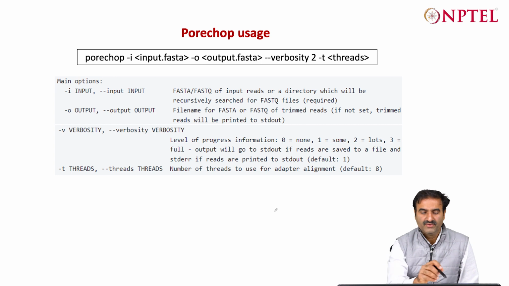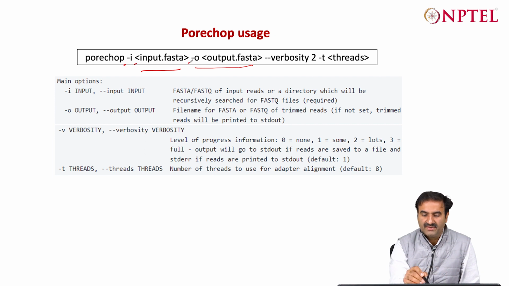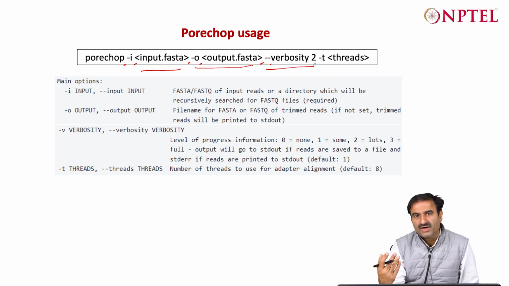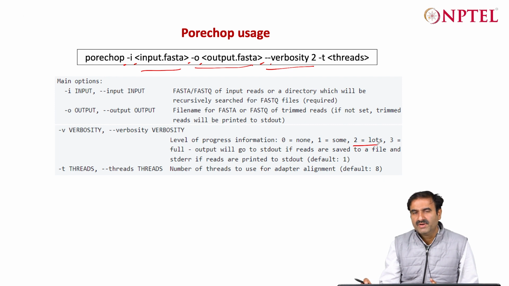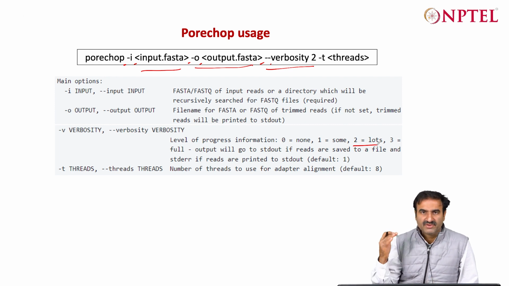So very simple usage: porechop -i input file, -o output file name. Okay, there are spaces in between. Always mind that all the commands are separated by spaces. And then --verbosity 2, that means verbosity is how much information you want to display on screen when the program is running. So if you put it 0, it will not display anything, but if you put it 2, for example, it means lots. That means almost everything important that you are doing will be displayed on the screen, so that you know the progress, as well as that the program is running fine, right?